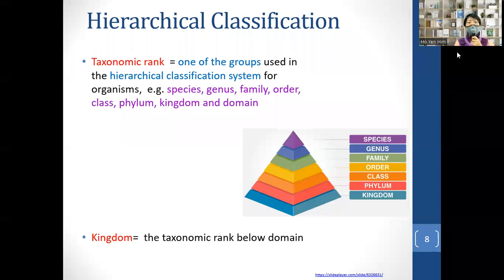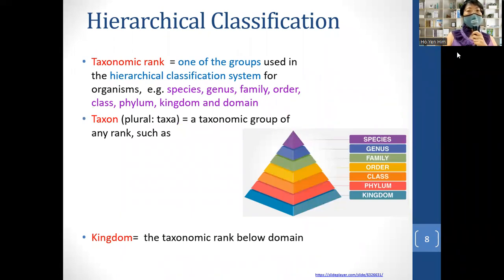Now, kingdom. Kingdom is the taxonomic rank below the domain. Now, there's no domain here, so you can add one more there. At the base, you write it as domain, because domain has been introduced only recently into the hierarchical classification. So when you look at the internet, sometimes you may not find it.